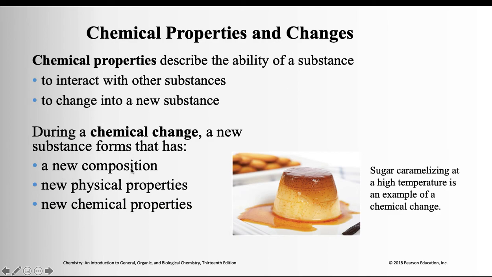Now it has a new composition, and it will have new physical and new chemical properties because every compound has different chemical and physical properties. And if you start with sugar but end up with caramel, that means that you have changed the composition and the physical and chemical properties of sugar to fit a different compound.